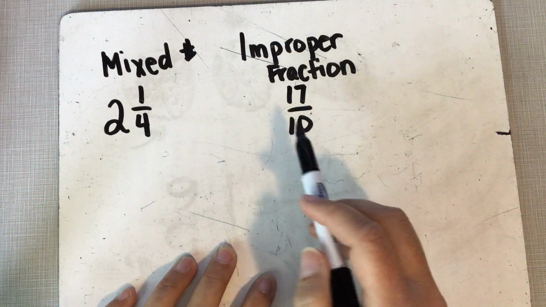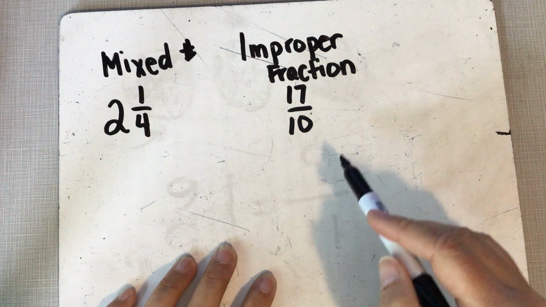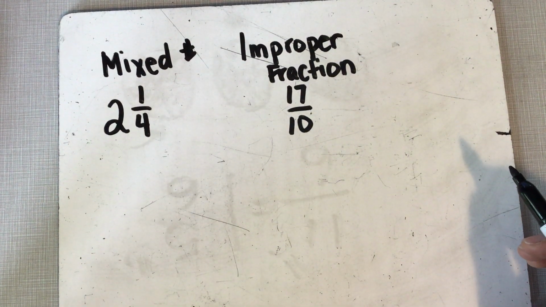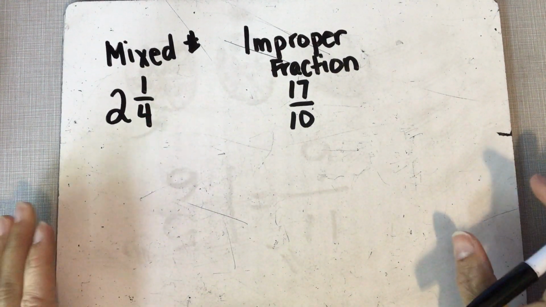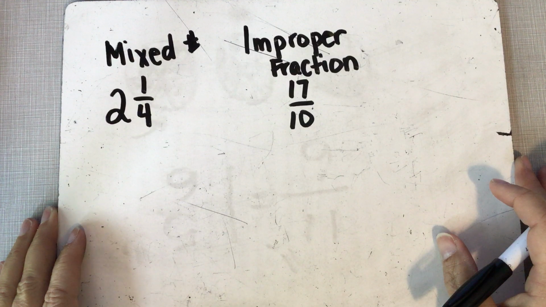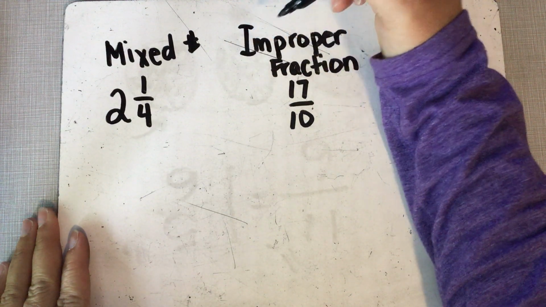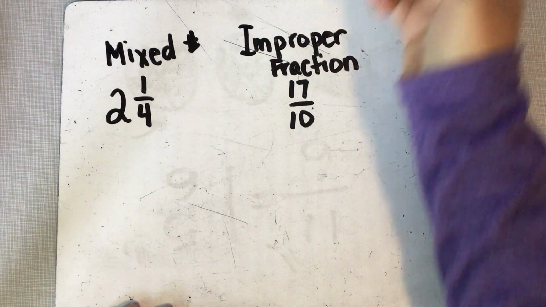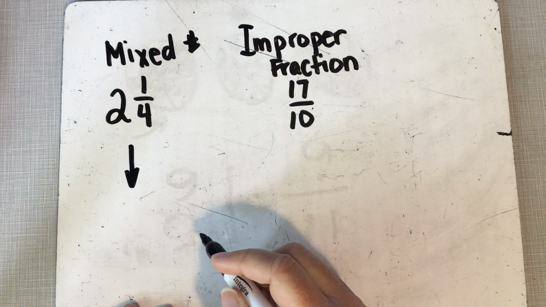Now, you can go from one to the other and back again. From mixed number to an improper fraction and from an improper fraction to a mixed number. And it's not that difficult. In the previous video, I showed you that you could draw pictures for it, which is perfectly acceptable, but it takes more time. You can draw pictures all day long if you like, but let's try to get down to the math of it. So let's change this mixed number into an improper fraction.